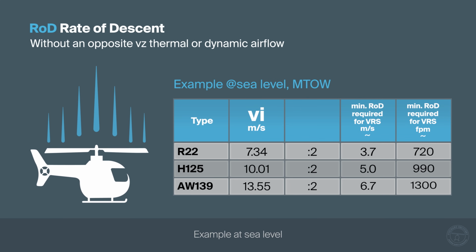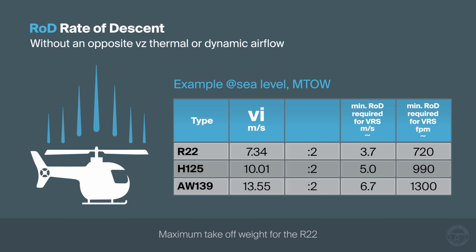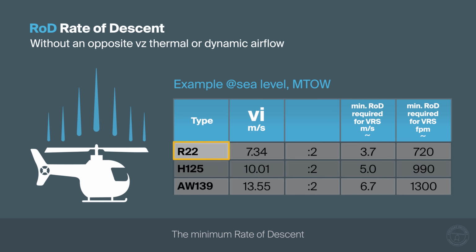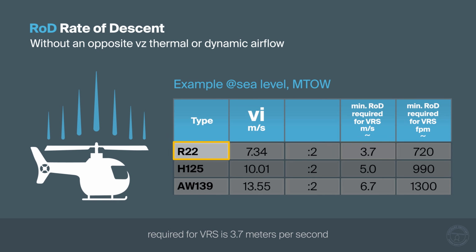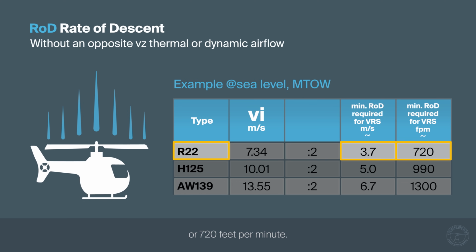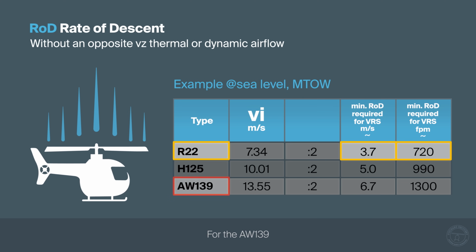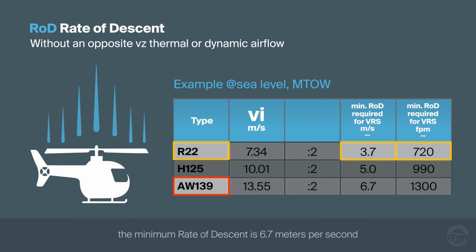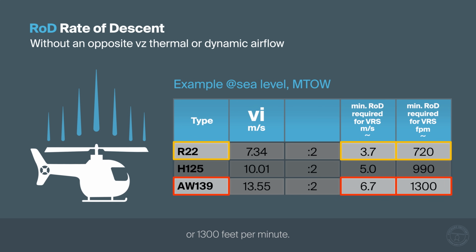Example at sea level, maximum takeoff weight for the R-22. The minimum rate of descent required for VRS is 3.7 meters per second, or 720 feet per minute. For the AW139, the minimum rate of descent is 6.7 meters per second, or 1,300 feet per minute.